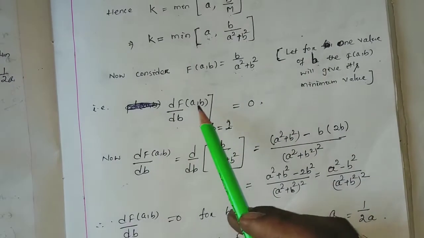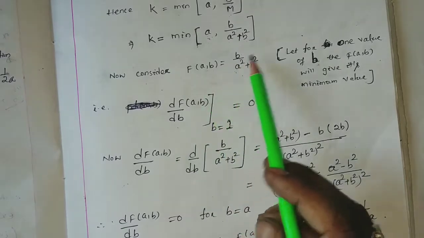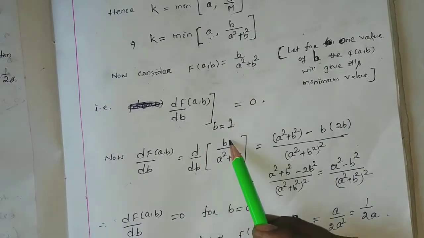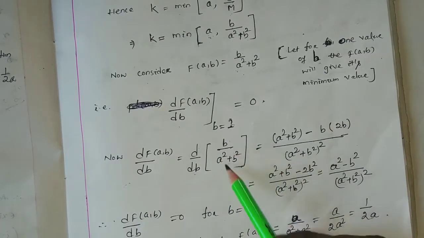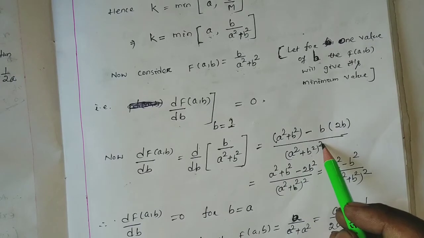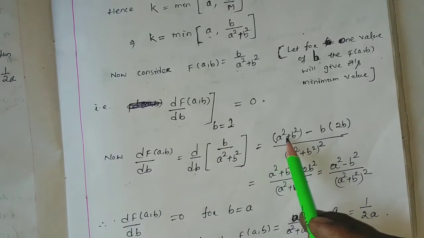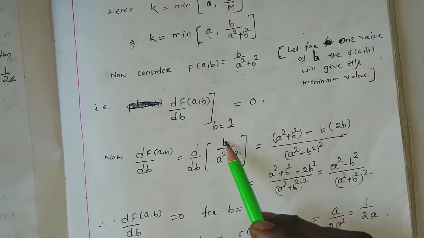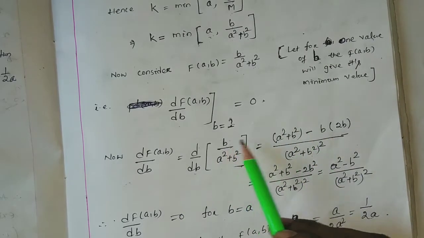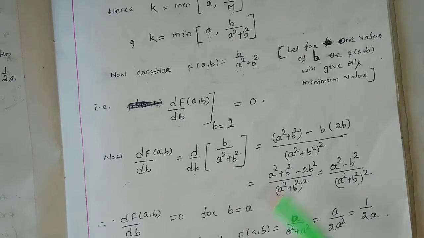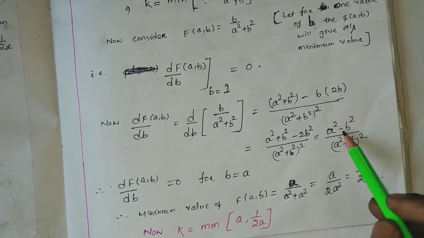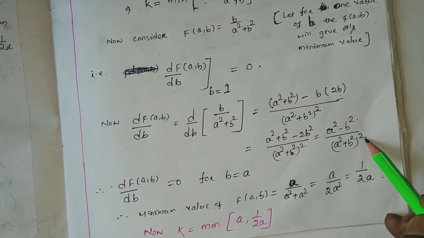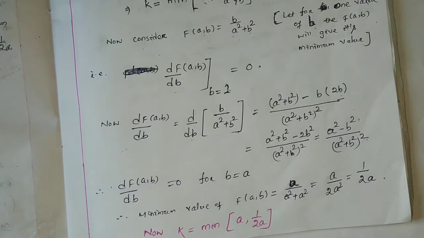So b is a constant, can be anything, and the derivative will be equal to 0. Now we consider the differentiation of f(a,b), d by db of b by a square plus b square. Here we apply the division rule: a square plus b square whole square in the denominator, and derivative of b, which is 1, into a square plus b square, minus b into the derivative of a square plus b square with respect to b, which is 2b. After simplification we get a square minus b square by a square plus b square whole square.